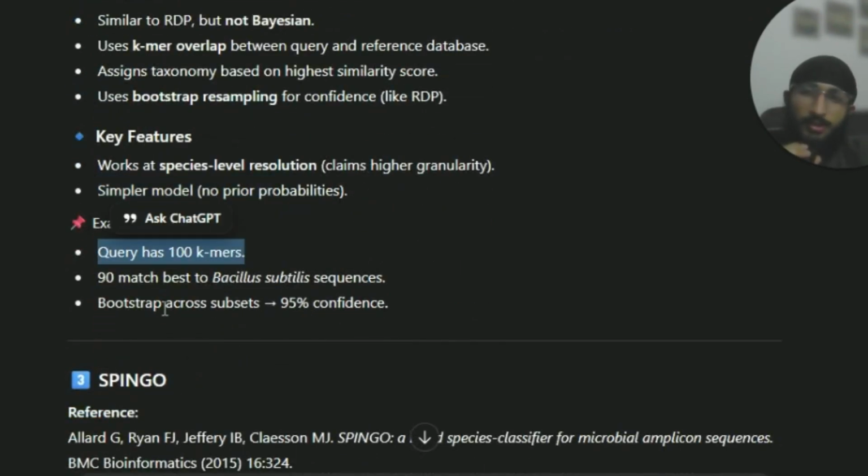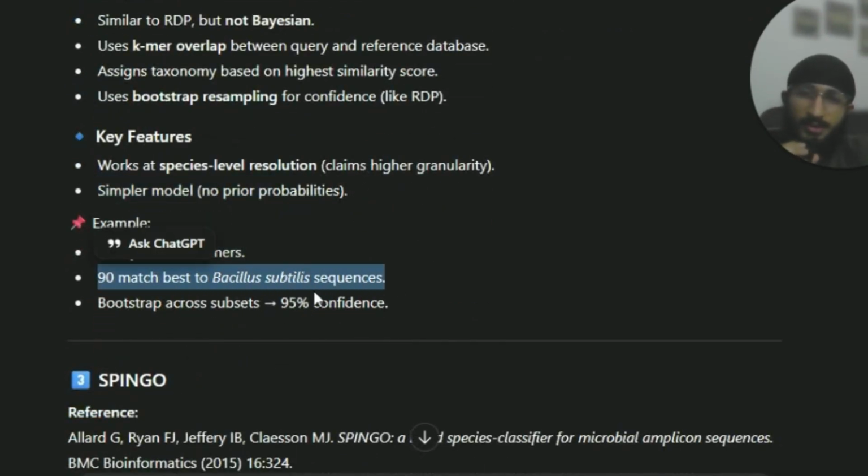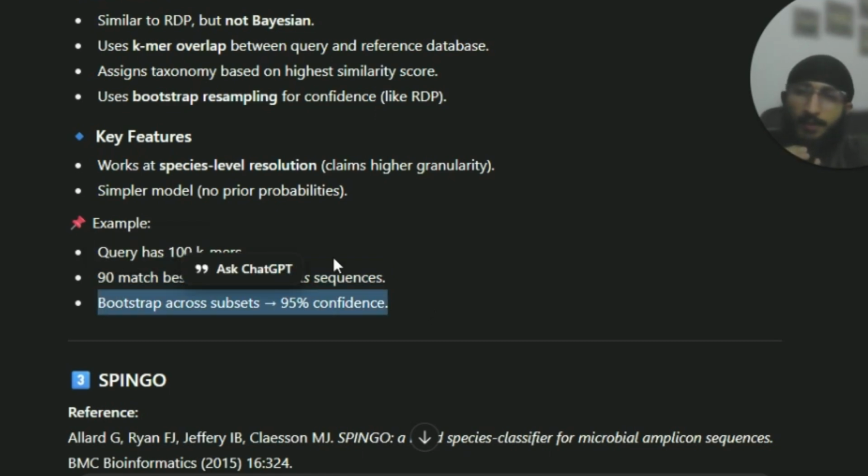For example, a query has 100 k-mers, and 90 match best to Bacillus subtilis sequences. Bootstrap across subsets gives 95% confidence.